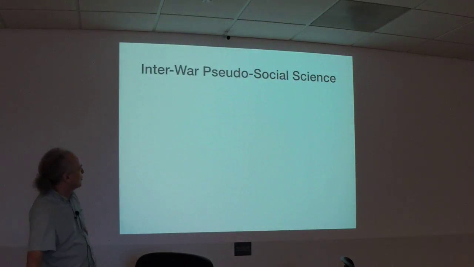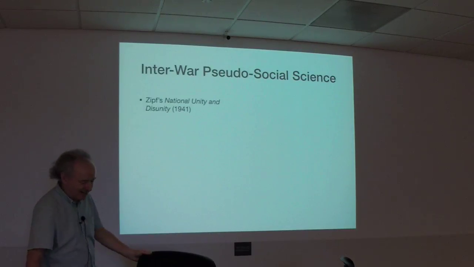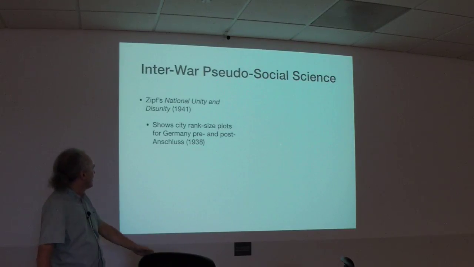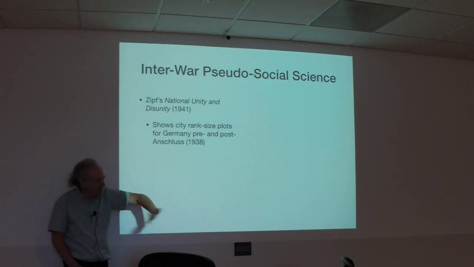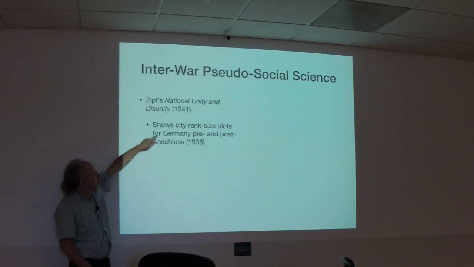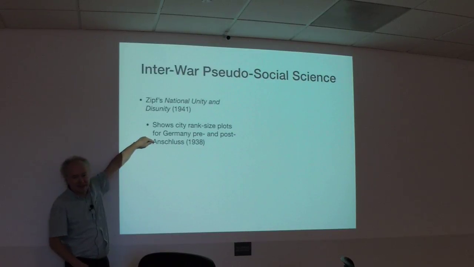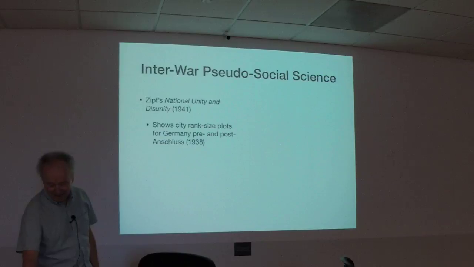So, interwar pseudoscience. This is just for fun, really. Zipf's National Unity and Disunity, 1941. Now he's Professor Zipf from Harvard, and he has some German affinities. He's a philologist, a wordsmith. He shows the rank size plots for cities in Germany. He compares them pre and post Anschluss, when Germany takes over Austria and the Sudetenland.